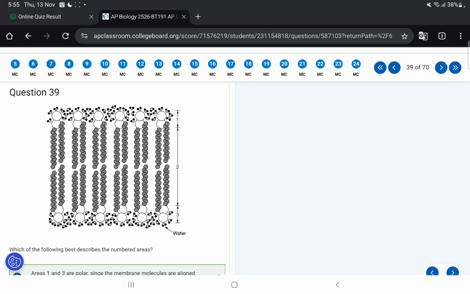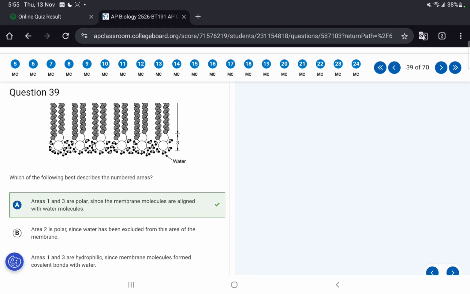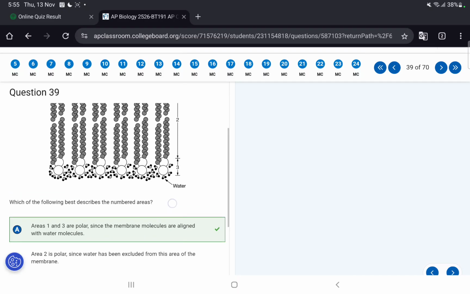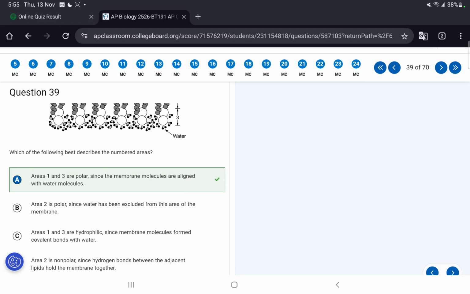are polar. And then region 2 is in the middle of the bilayer, which is where the hydrophobic fatty acid tails are, which are also non-polar, okay? But the correct option is only talking about 1 and 3. That's all you have to actually identify, so you're good for this.